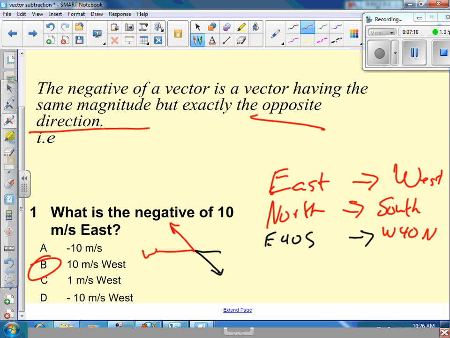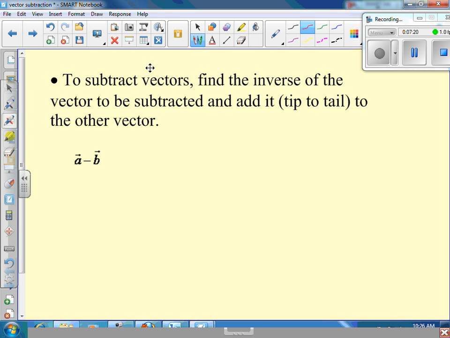So, we're almost done, basically. To subtract vectors, and this is the key, find the inverse, the opposite, of the vector to be subtracted, and simply add it tip to tail to the other vector. In other words, just add the opposite. That's what it boils down to. Add the opposite.